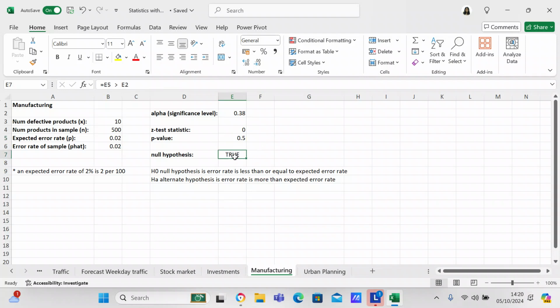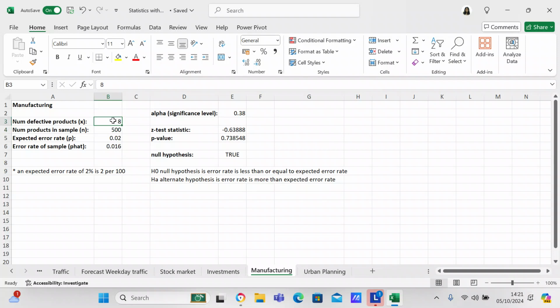So we check for the null hypothesis. For the null hypothesis, we have E5, which is the p-value, greater than E2, which is the significance level, and that makes it true. When you have 10 defective products, it's just right on the cusp between true and false, but I made it to be true. So let's say we've got 8 defective products out of 500. Again, your p-value is 0.73, and it's higher than the significance level, so it's going to be true.